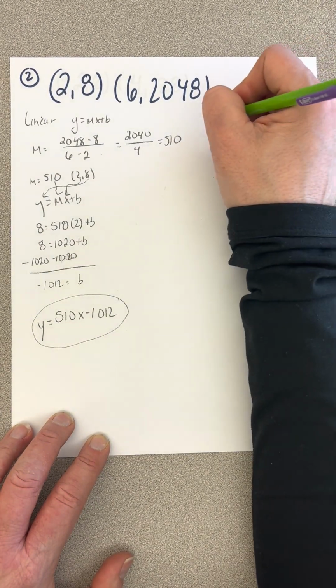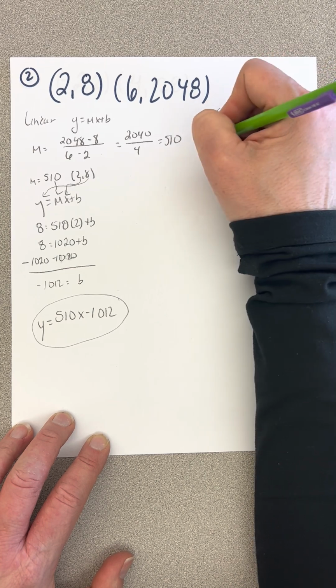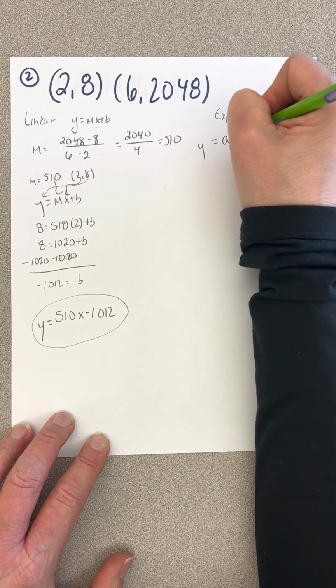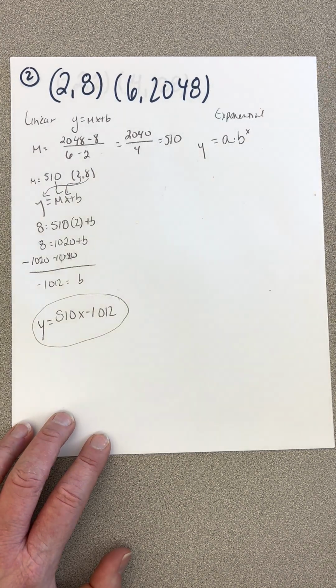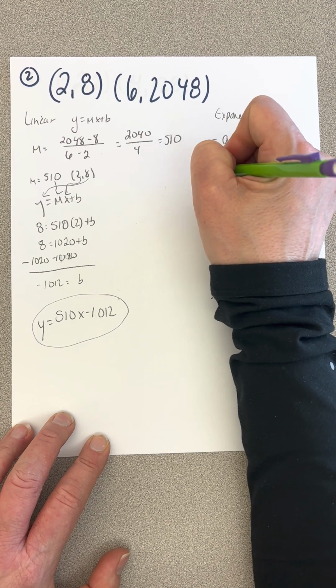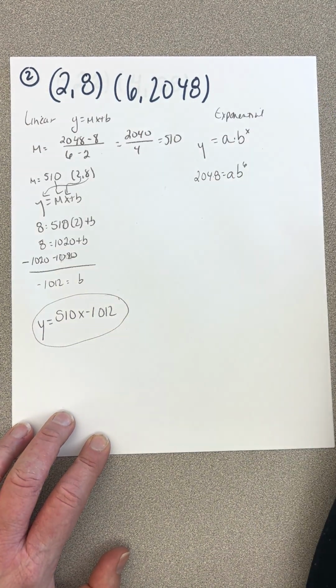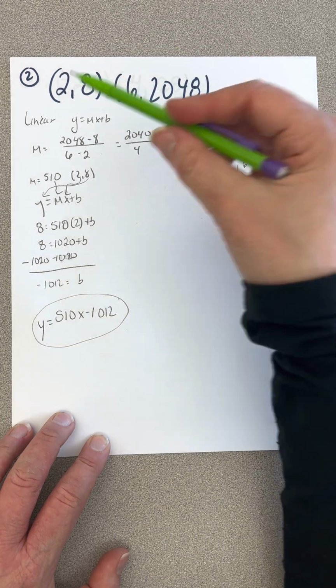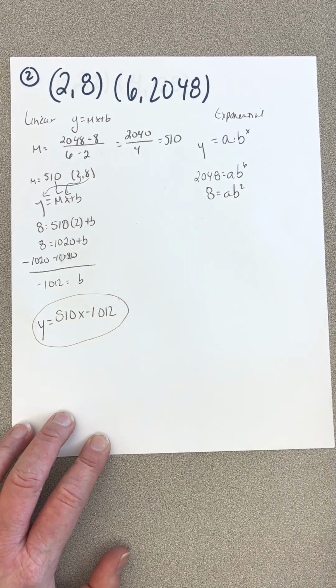Now for my exponential equation. Remember, that's y equals a times b to the x. So I'm going to pick the points and make 2 equations, but pick the point with the larger x first. So that's this one. My y is 2,048. That's going to equal a times b raised to the x, which is 6. Then I'm going to use the other point. y equals 8 equals a times b raised to the x, which should be squared.